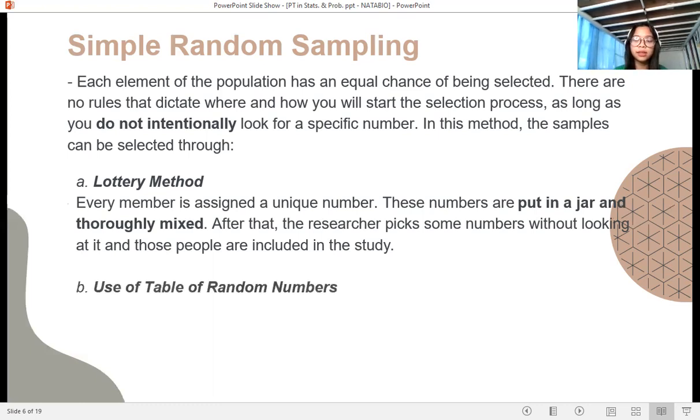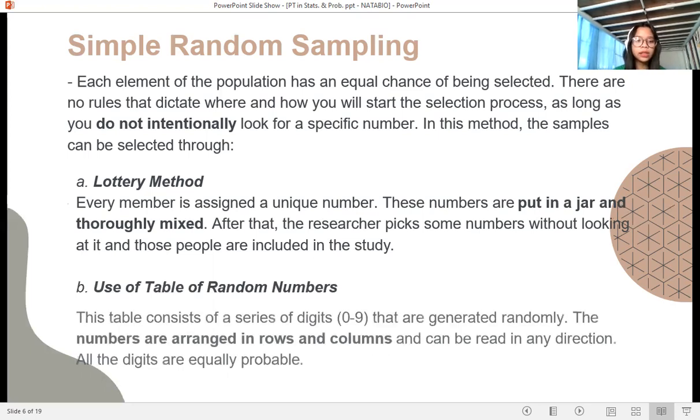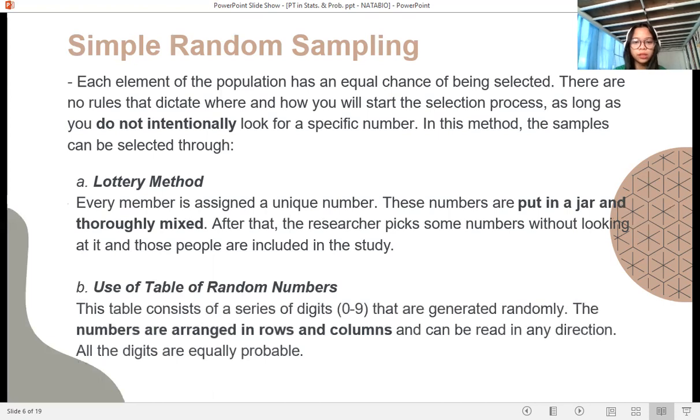Our next method, the second one, is the use of a table of random numbers. This table consists of a series of digits 0 to 9 that are generated randomly. The numbers are arranged in rows and columns and can be read in any direction. All digits are equally probable.